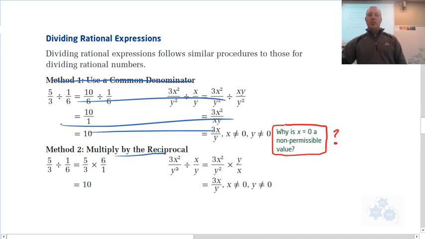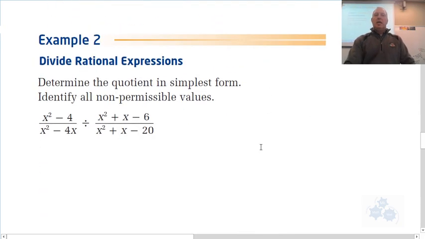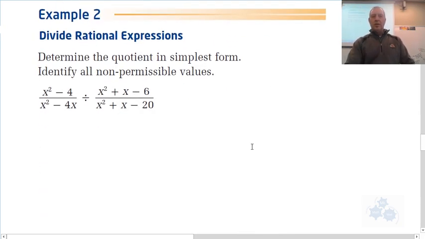So remember, when you're dividing, you have to consider restrictions here and here, of course, but also here, because when we turn it into a multiplication, this x comes into the denominator. So we have to consider the restrictions on each of these three. That's why they're saying x equals 0 is a restriction, because it's going to be in the denominator when you flip and multiply. Okay?